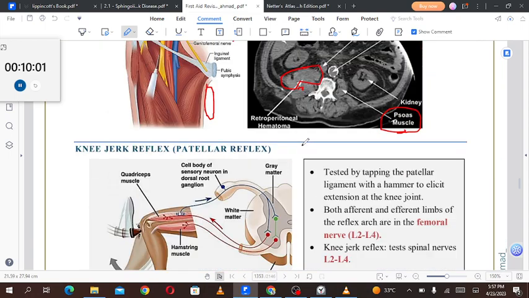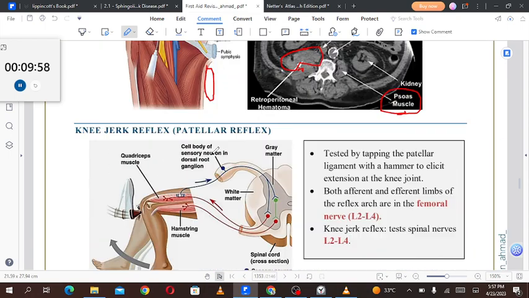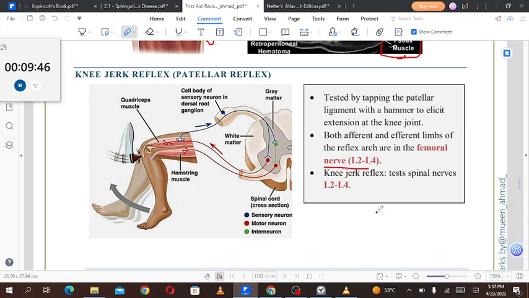The knee jerk reflex, or the patellar reflex, is tested by tapping the patellar ligament with a hammer to elicit extension at the knee joint. Both afferent and efferent limbs of the reflex are in the femoral nerve, L2 to L4. The femoral nerve is taking both afferent and efferent nerve supply of this one. The knee jerk reflex tests the spinal nerves L2 to L4.